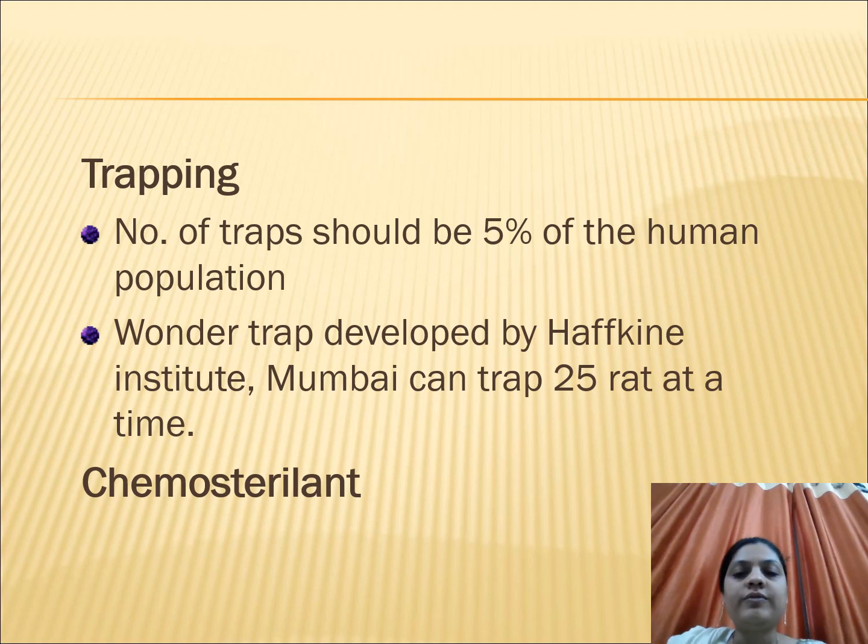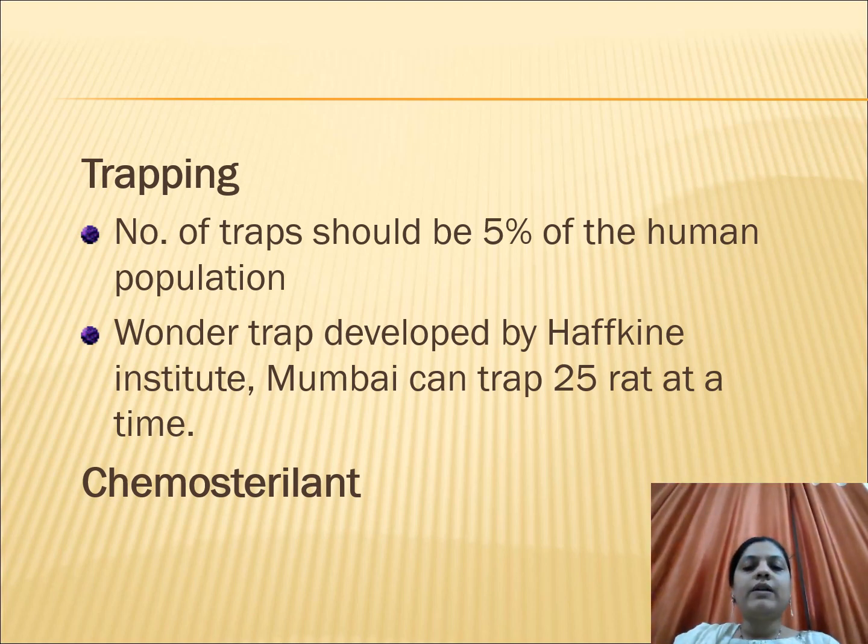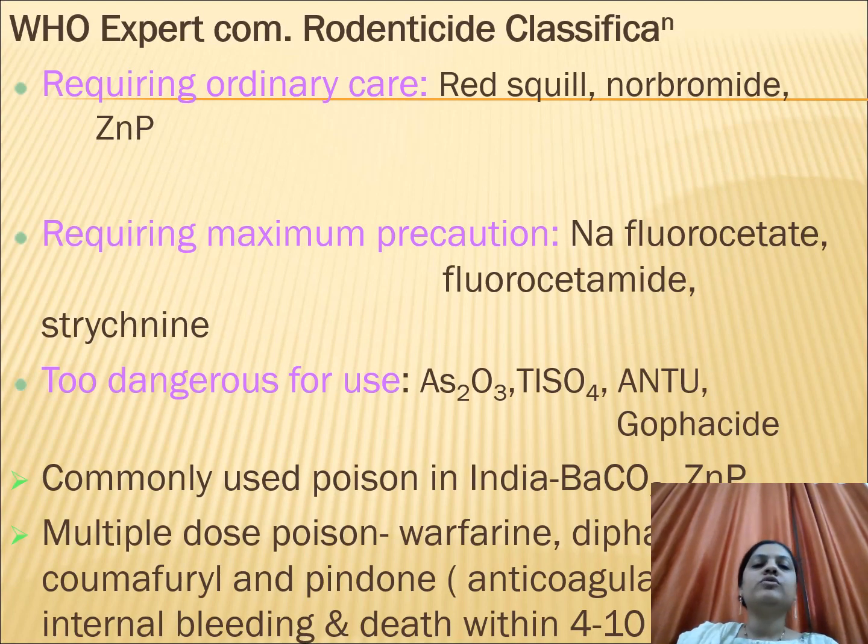Trapping. Number of traps should be 5% of the human population. Wonder trap developed by Haffkine Institute can trap 25 rats at a time. Then we can do the chemosterilization procedure on the rodents so that they don't produce more rodents.